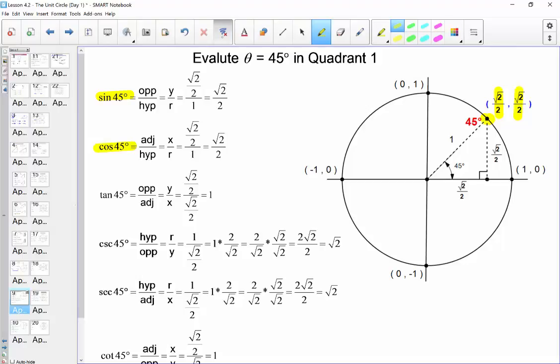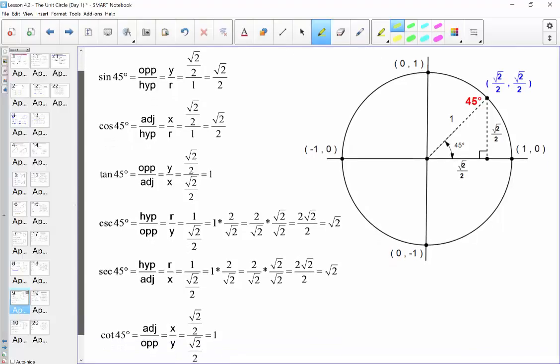Now we could go through and evaluate all the other four trigonometric functions, but we've already done that in the previous video. However, if you'd like to pause your video now and study those again further, please do so.